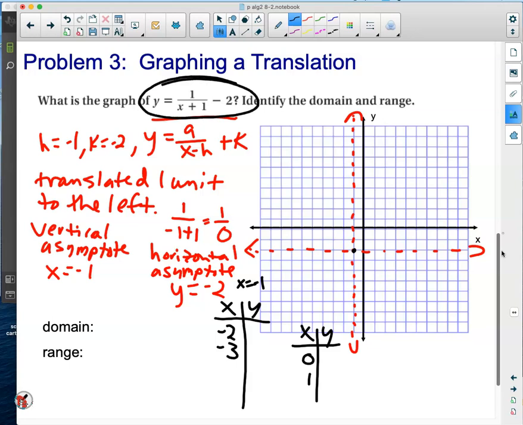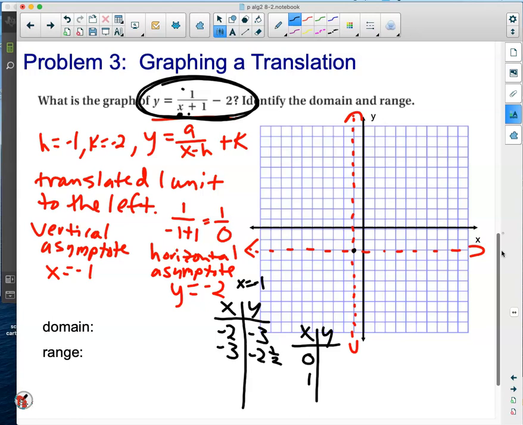I'm going to put -2 in there first. So -2 plus 1 is going to give me -1. 1 divided by -1 is -1, and -1 minus 2 is -3. Then I'm going back in the original again, but this time my x value is going to be -3. -3 plus 1 is -2. So I'll have 1 over -2, which is -1/2. -1/2 minus 2 is -2.5.